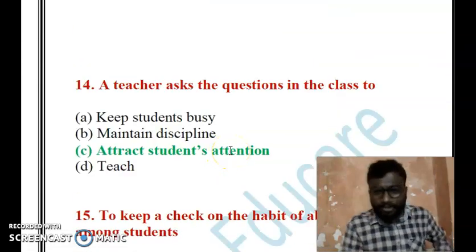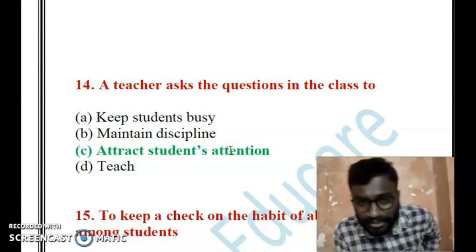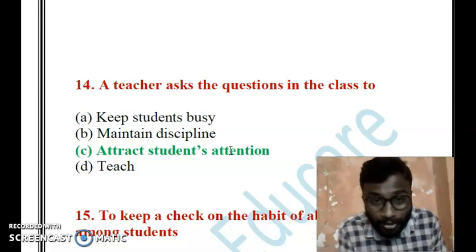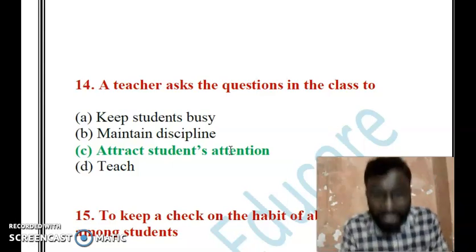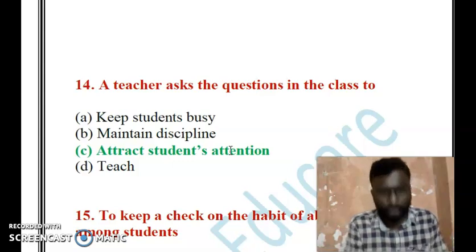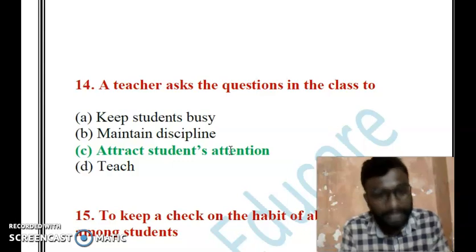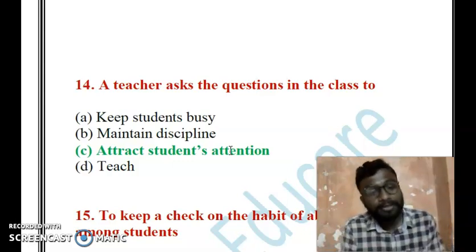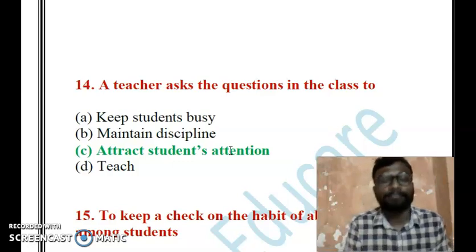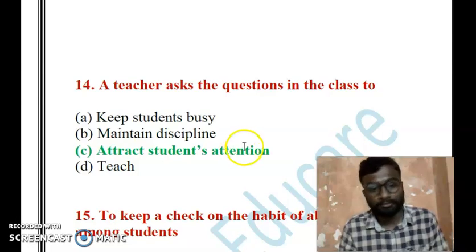The teacher asks questions in the class to what? For what does the teacher ask the question? Generally, whenever a teacher asks a question, or whenever a student knows that the teacher will ask a question, automatically he will be in an attentive nature, right? Yes. So a teacher will ask questions in the class to keep the students busy, or to maintain discipline, or to attract the students' attention, or to teach. The answer is to attract the students' attention. The teacher generally asks questions to attract the students' attention. Yes.